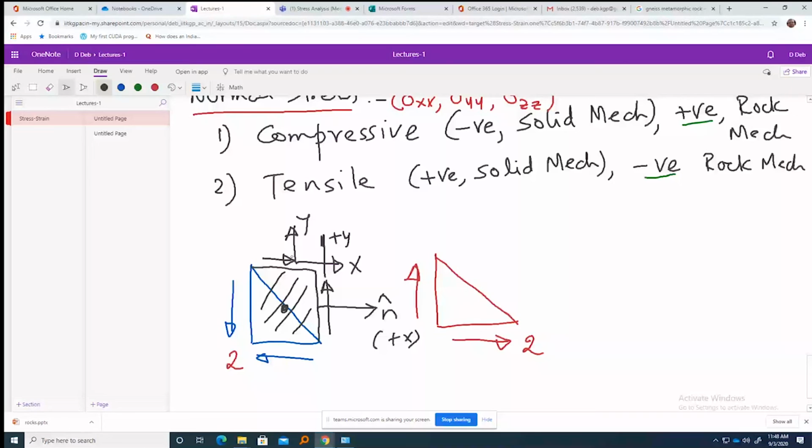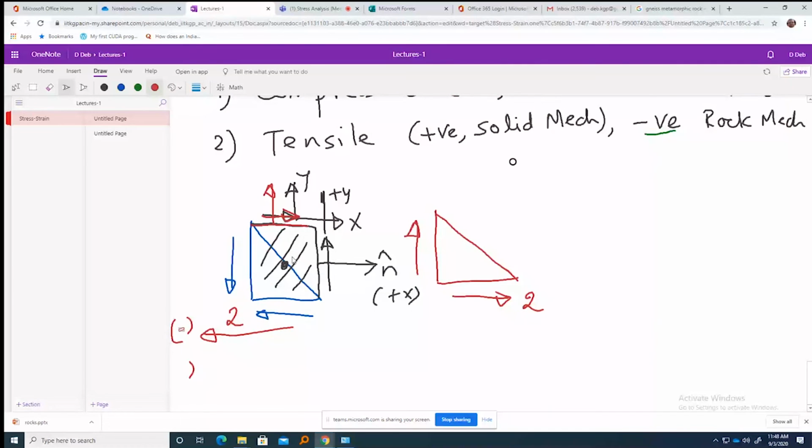Similarly, you can see this one and the top one. I change the color so you will be able to see. This one is acting towards positive x, and the outward normal of that plane is also acting towards positive. So this shear stress is also positive. Now what about this one? This is acting towards negative, and its outward normal is also towards negative. So negative negative is also positive. That means this configuration, what I have drawn here, is a positive shear stress as far as solid mechanics is concerned. So in solid mechanics, if they give you 2, you will write positive 2 in the equation. But in rock mechanics it is just the reverse. This will become a negative configuration.